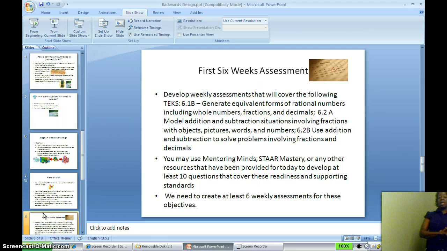After we give those assessments, we want to load them into DMAT and then be able to look at our data from those to see which objectives the students are still not mastering. We need to have at least 6 weekly assessments for the first 6 weeks that cover the objectives that we decided we were going to cover. Again, that's 6.1b, 6.2a, and 6.2b. So we want to make sure that we have a good match.